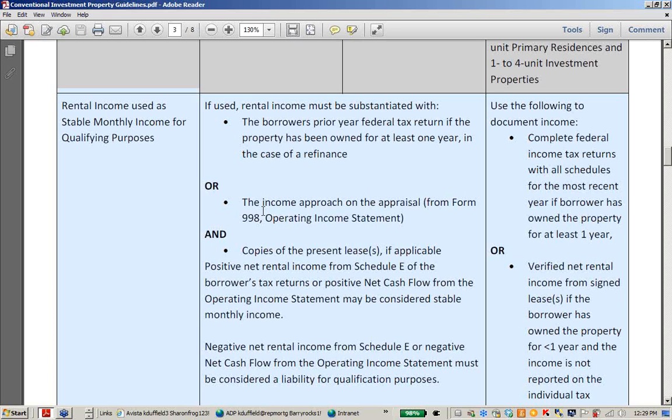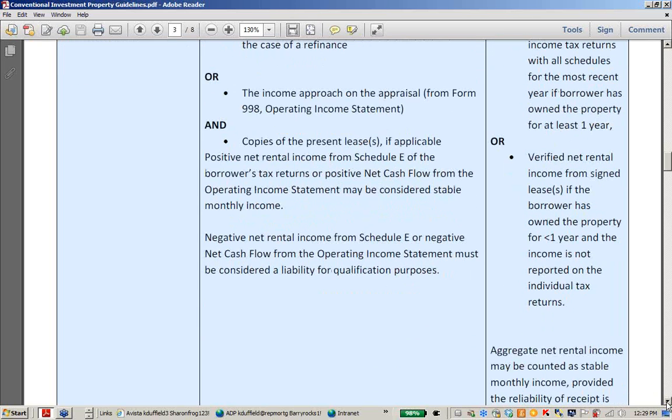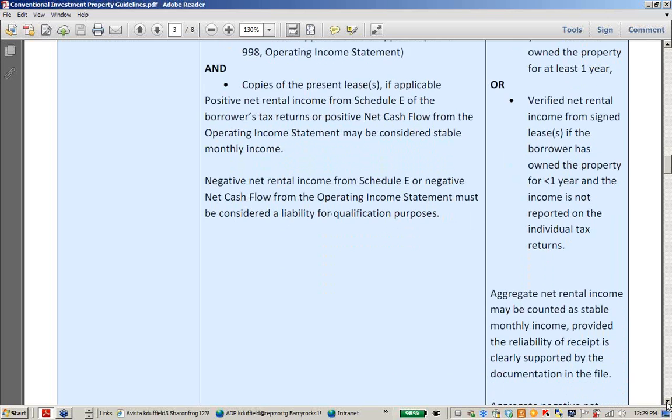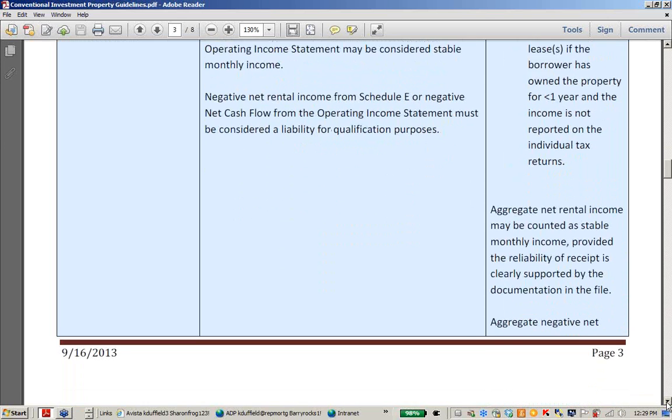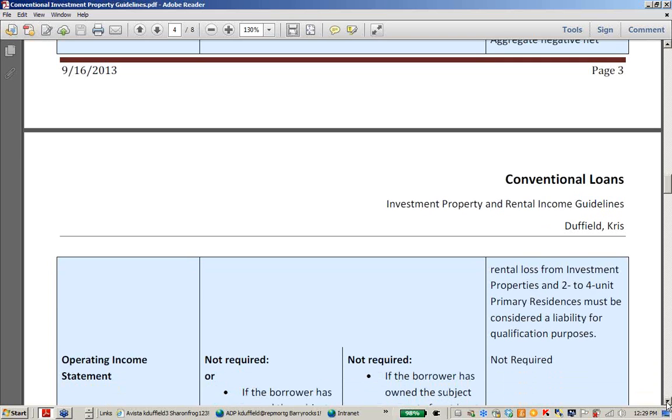And you'll also need copies of their present leases, if applicable. Positive net rental income from Schedule E of the borrower's tax returns or positive net cash flow from the operating income statement may be considered stable monthly income. Negative rental income from Schedule E or negative cash flow from the operating income statement must be considered a liability for qualification purposes. And then the table goes on.